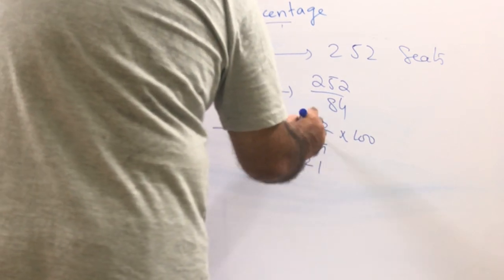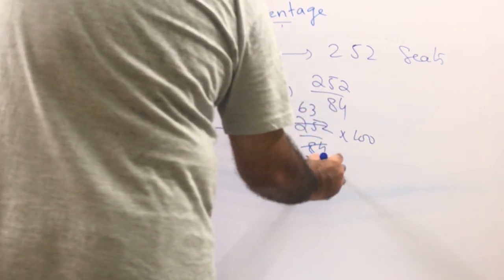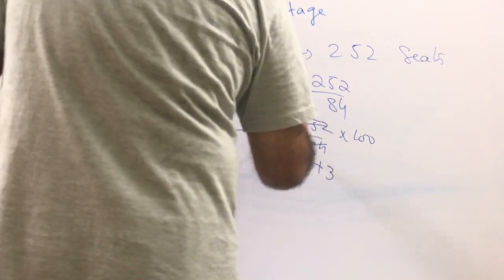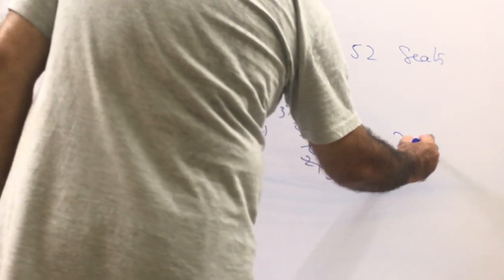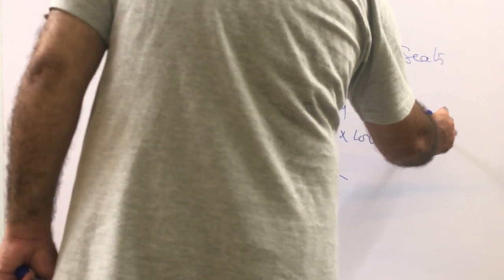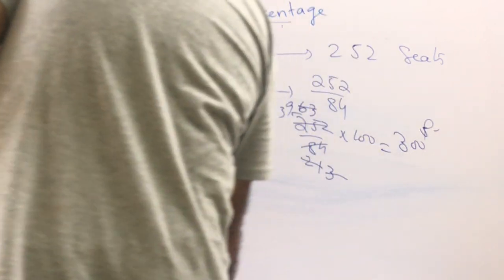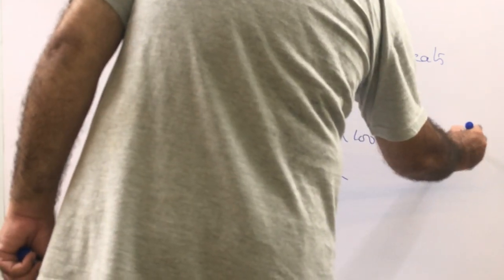Four 2s are 8, 4 1s are 4, 4 6s are 24, 4 3s are 12. Then 7 3s are 21, 7 9s are 63, 3 3s are 9, 3 into 100 is 300. Okay, so 300 is the total number of seats. Total seats are 300.